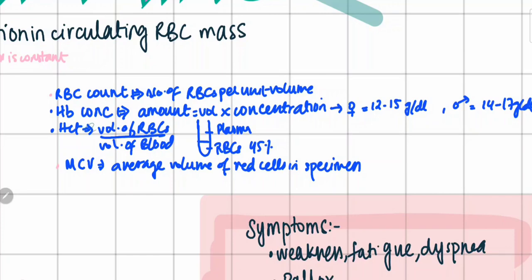And then we have the hematocrit. Hematocrit is basically the volume of RBCs divided by the volume of blood. So in hematocrit we need to know how much space, or how much volume, the red blood cells take up in the blood. If you look at blood, we have RBCs, and everything else is plasma. So RBCs are 45% of the whole 100% of the blood, right? And the rest, 55%, is plasma.